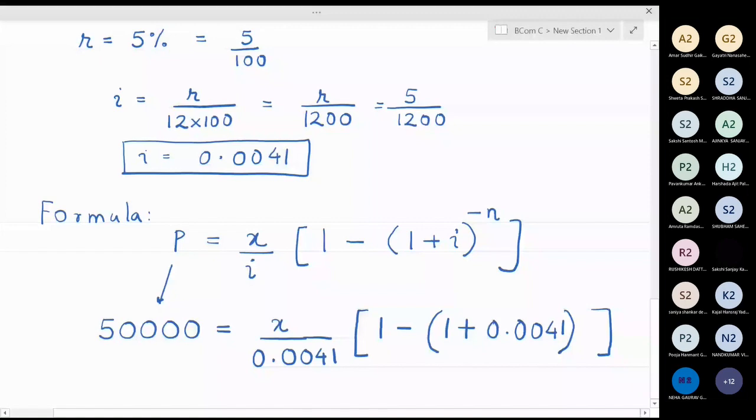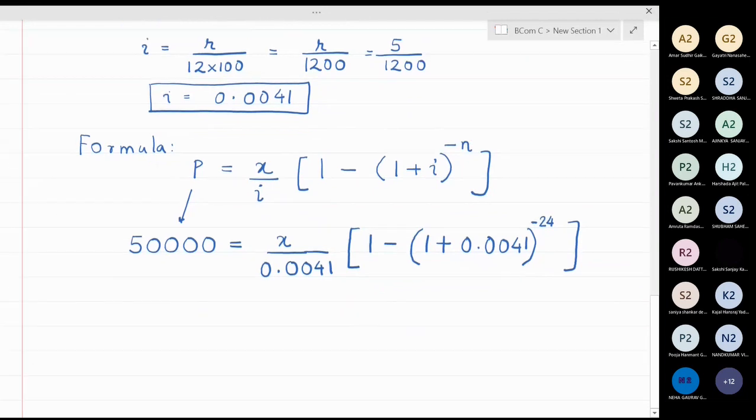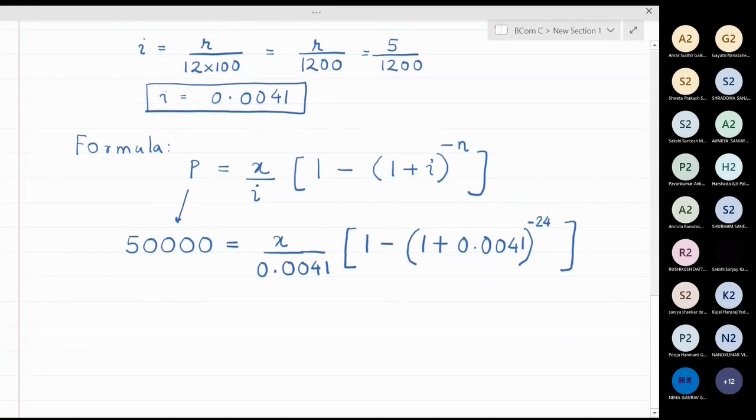What is N? We have written that N is nothing but 24. So the power, I'm going to write minus 24. That power is minus 24th power. In the next step, I will shift this 0.0041 from the right hand side to the left hand side and multiply it by 50,000, because here it is divided on the right hand side. So when I bring that number to the left hand side, it will multiply.